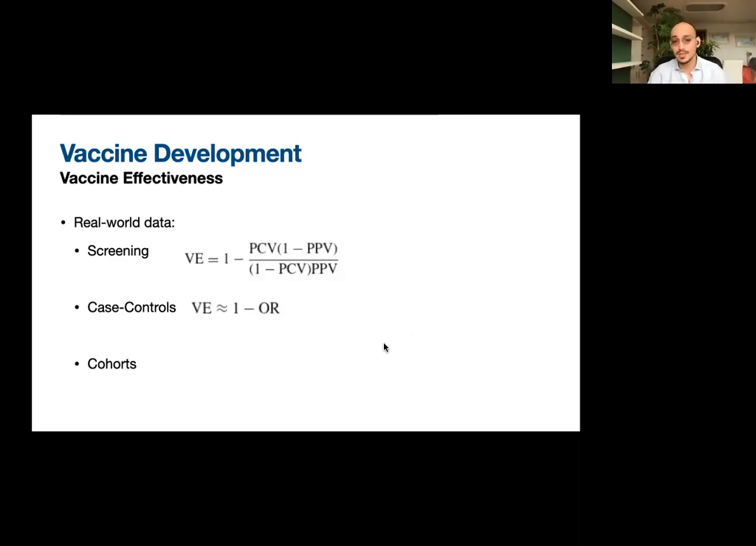And another way is doing these observational trials, which can be a case control or can be a cohort. And if the disease is in a low prevalence rate, we can say that the vaccine efficiency is 1 minus the odds ratio.